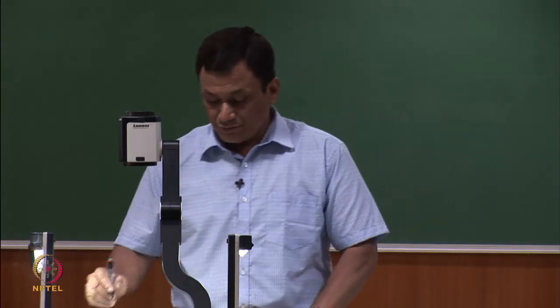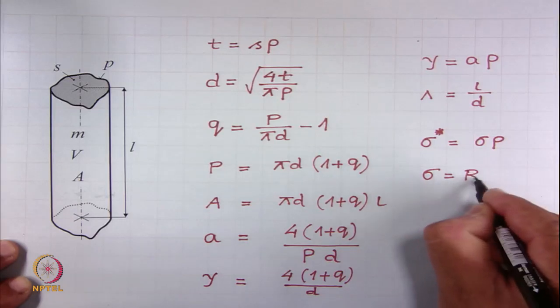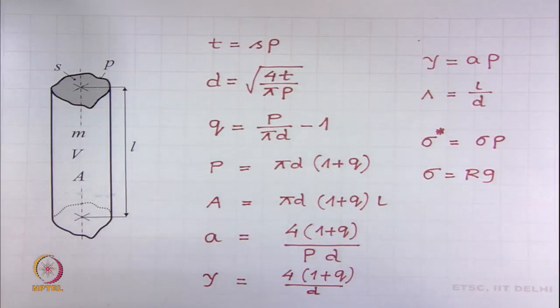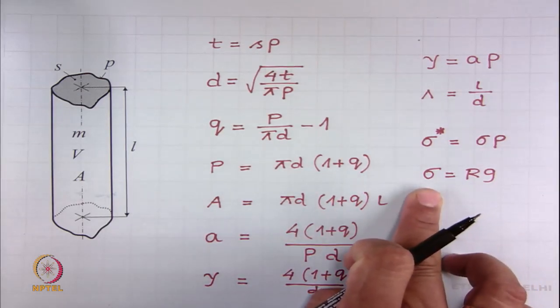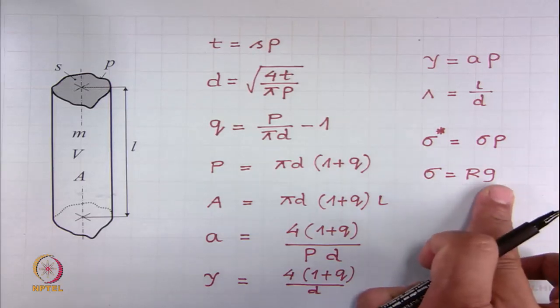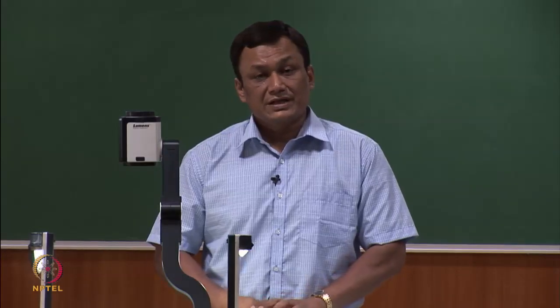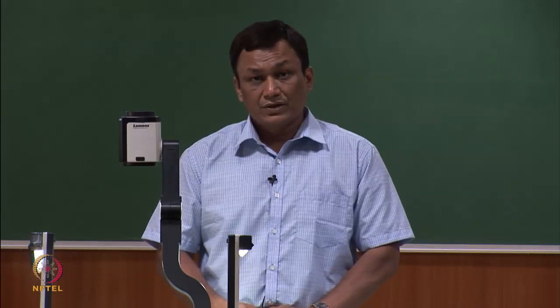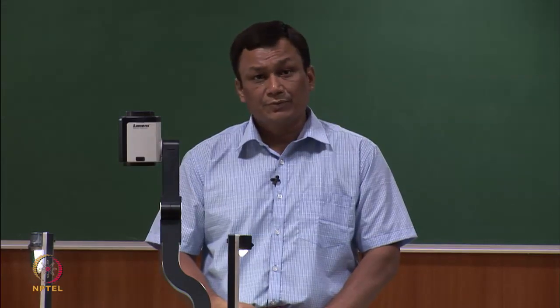One more relationship we have established: sigma is equal to R times G, where sigma is breaking stress, force per unit fineness, R is the breaking length of the fiber, and G is acceleration due to gravity. So, all these relationships we have established in the last class. Today, we are going to use these relationships in order to solve a few numerical problems.